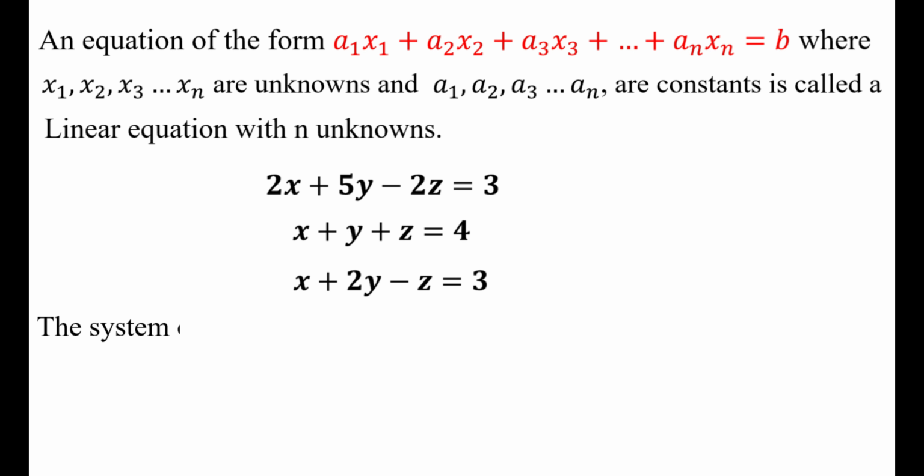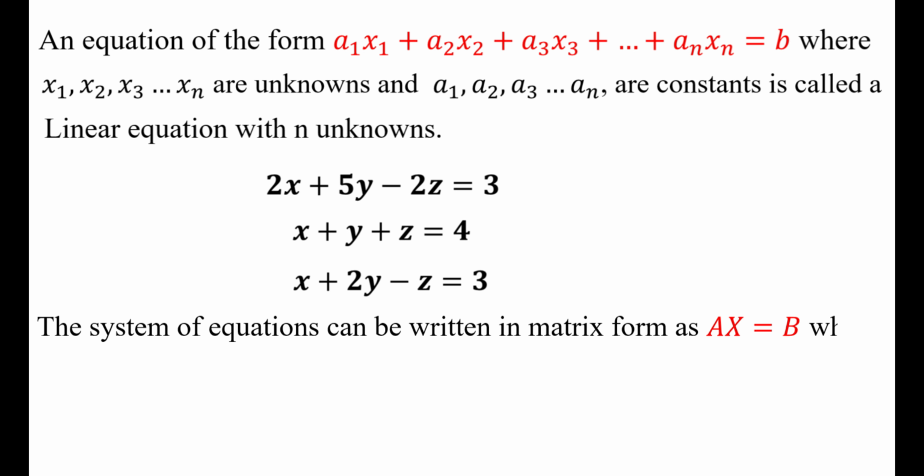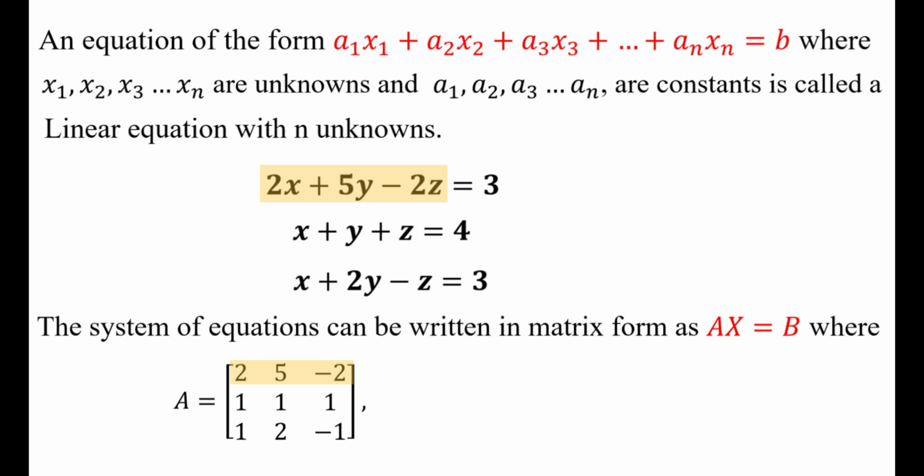The system of equations can be written in matrix form as AX is equal to B, where this is the matrix A, wherein the first row represents the coefficients of x, y, and z from the first equation. Similarly, the second row represents their coefficients from the second equation, and the third row represents the coefficients of x, y, z from the third equation.